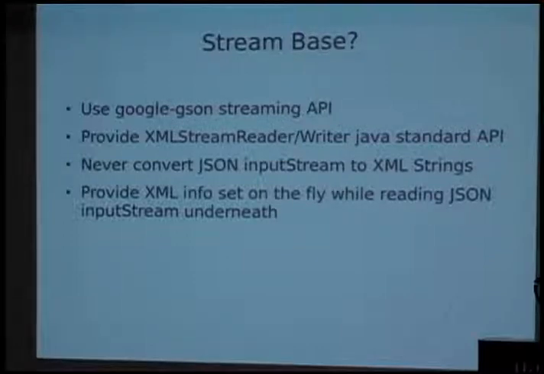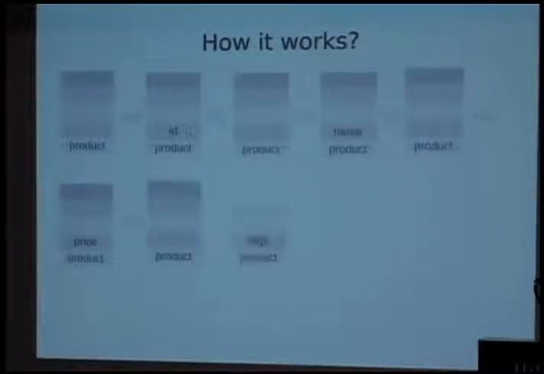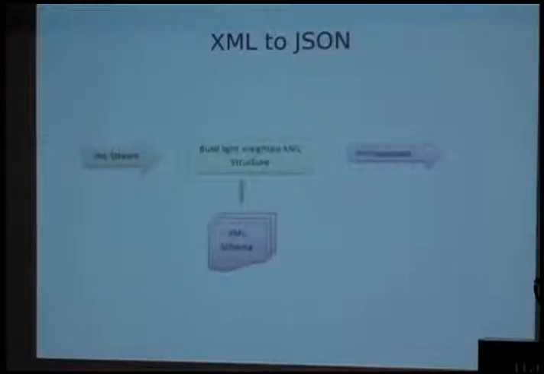As the JSON parser, we use the Google JSON Stream API, and we provide an XML reader and writer using the Java standard API. We never convert the JSON input stream to XML strings directly. We provide the XML infoset on the fly while reading the JSON input stream. We use a stack implementation to identify the structure of the XML, something like this for that message. It gets filled up with the product, then put into the ID and get the ID back, then get name, then get name back, and so forth. This is how we convert XML to JSON.